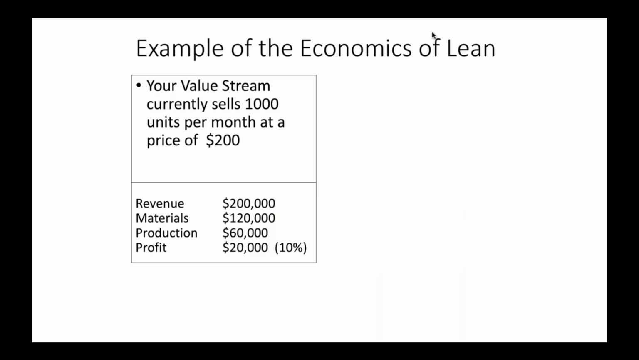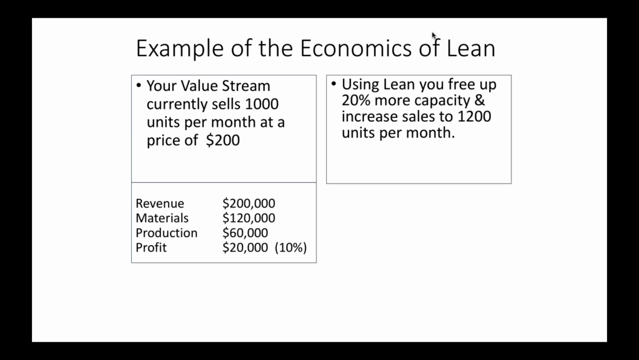So here's a simple example of how the economics of lean works. We have a value stream that sells 1,000 units a month at $200. So the monthly revenue is $200,000. The actual material cost is $120,000. Our actual production costs are $60,000. That generates a 10% profit, or $20,000 a month.